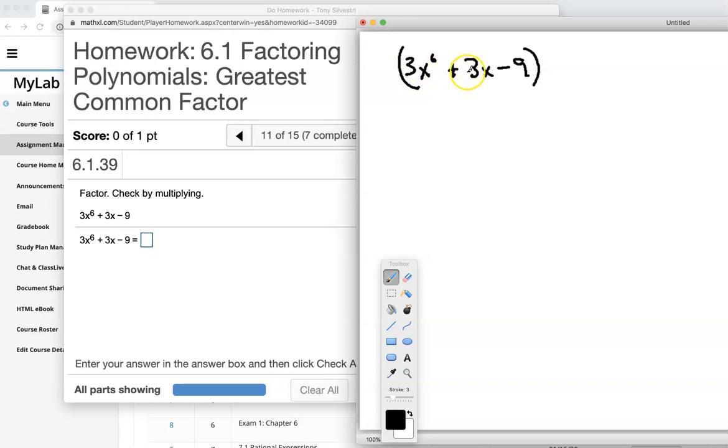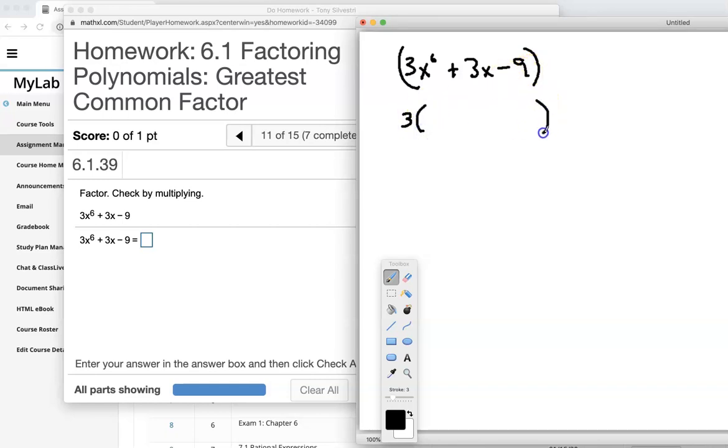I look at the numbers. I think 3. Greatest common factor, 3, 3, and 9. That's it. That's the answer. Now, what do? Can I pull out an x? No, can't pull out an x. There's no x on the 9. It's not common. That's the best you can do is 3.